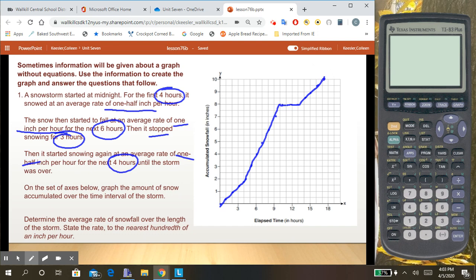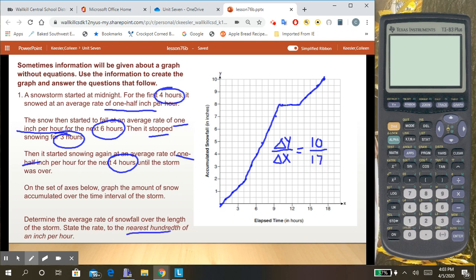Okay, so we did what our task was, which was to graph the amount of snow accumulated over the time interval of the storm. We know that we got 10 inches of snow in 17 hours. So now we have to answer the last part, which says determine the average rate of snowfall over the length of the storm. State the rate to the nearest hundredth of an inch per hour. So average rate is like calculating slope, and we know slope is change in y over change in x. So we know that the change in y is 10 because that's how far up we went. And we know the change in x is 17 because that's how many hours passed.